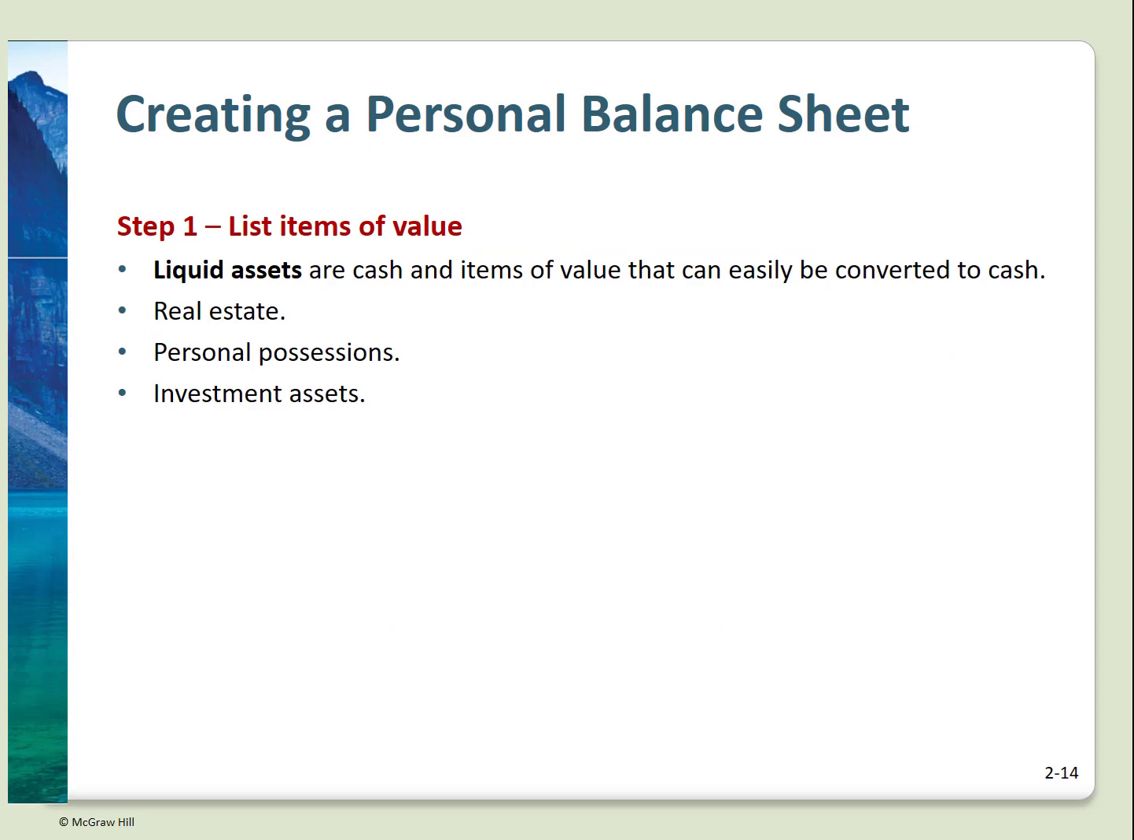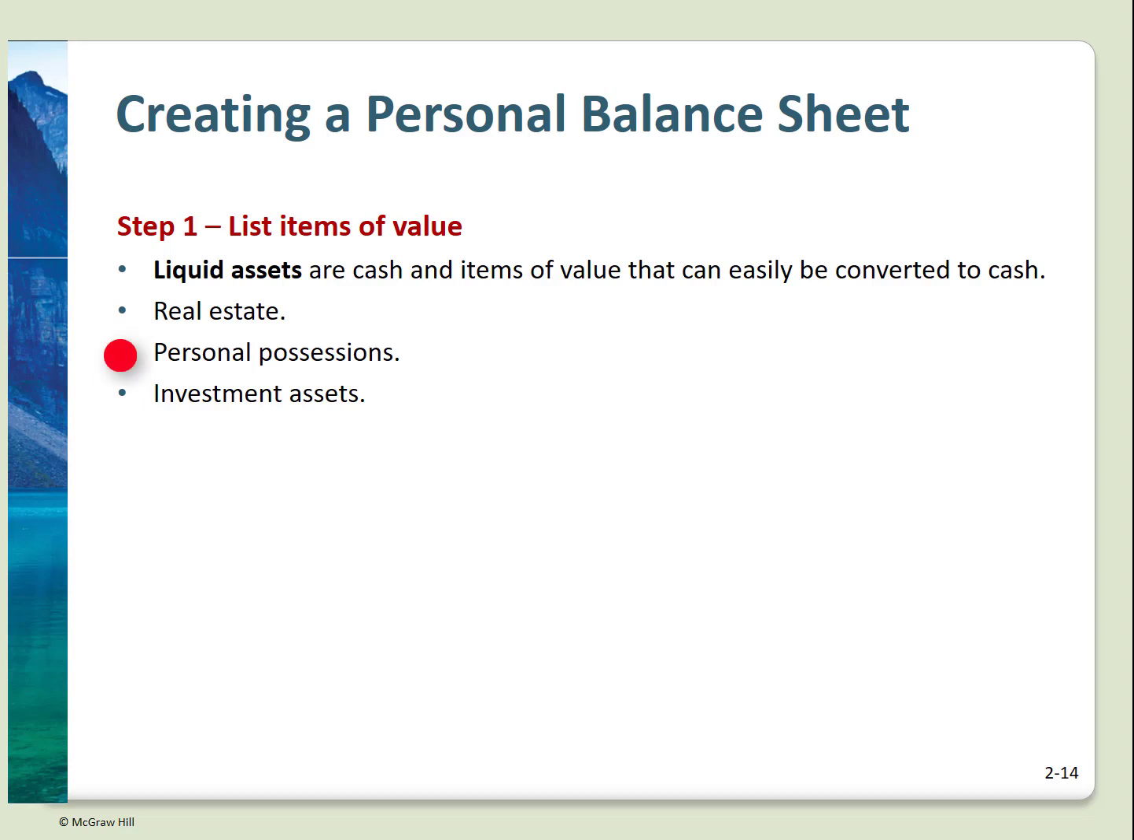Step 1. List items you own in order of liquidity, as in a traditional balance sheet, but the categories are a bit different for an individual. Liquidity refers to how quickly an item can be converted to cash without a significant loss in value. Liquid assets include cash, checking and savings account balances, money market values, and the cash value of any life insurance. Real estate is clearly a long-term asset, and for most, its value will be offset by a corresponding liability in the form of a mortgage.